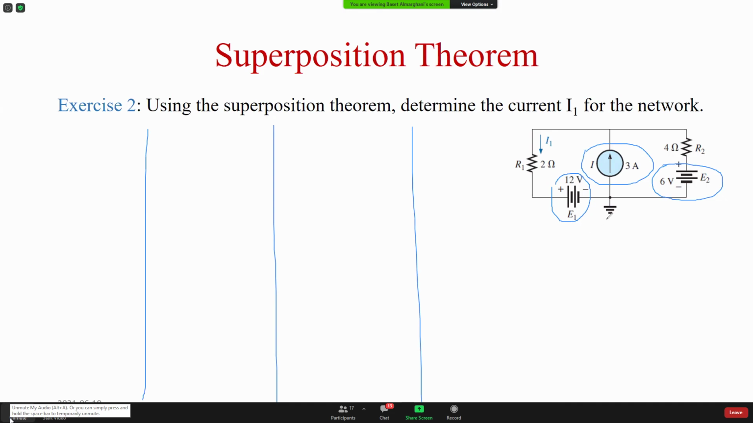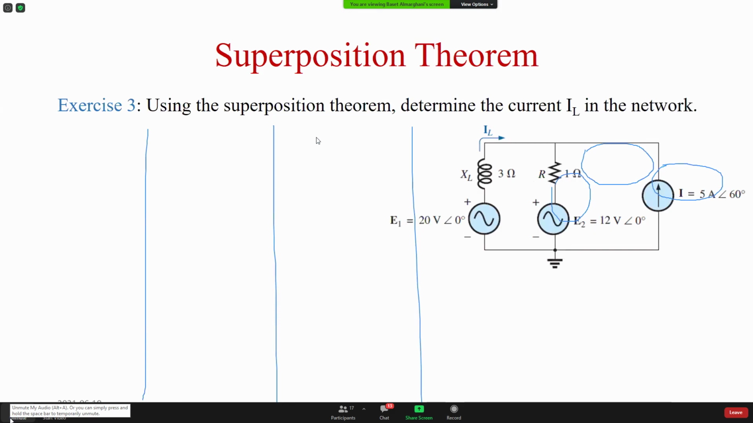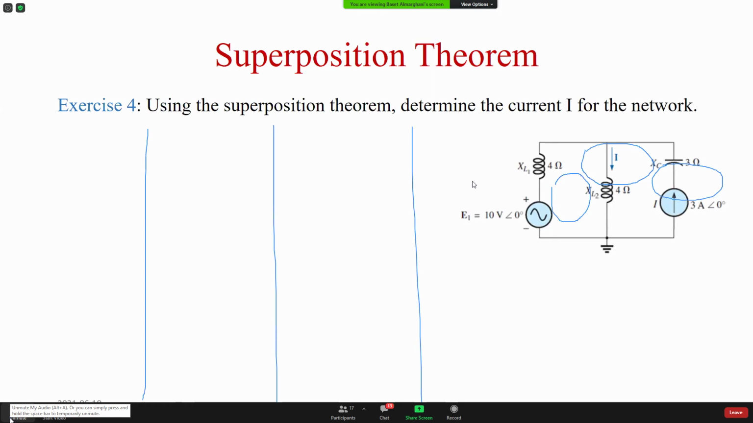Now, sometimes the source will give you a current in the same direction. Sometimes the source gives you the current in the opposite direction. So if it gives you current in the opposite direction, you know you have to put the negative. Then this is AC, 3 sources as well. So you're going to try to find IL from the first source, the second source, and the third source. The last one is 2 sources, and you're going to try to find this current here.